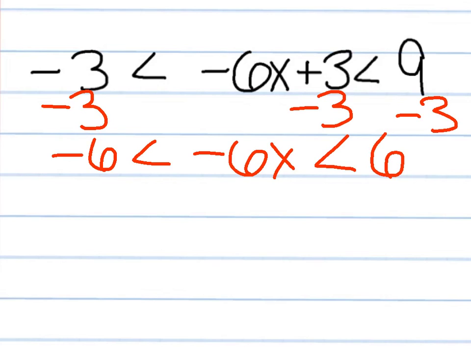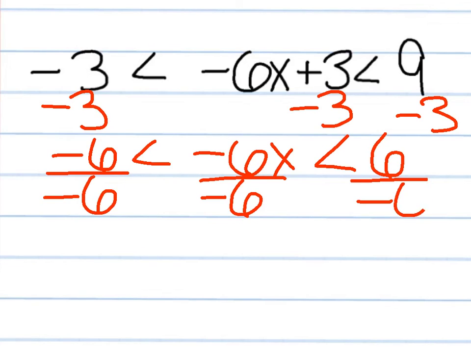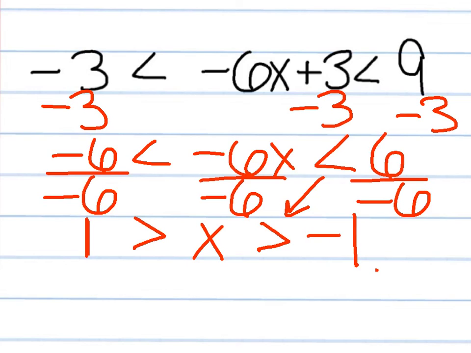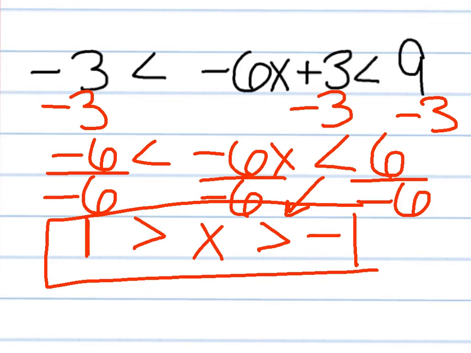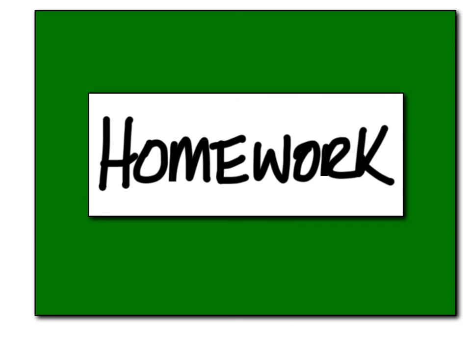Next, to get our x by itself, what do we need to do? Divide by negative 6. If it's a negative 6, what does that mean? We're going to flip our inequalities. Negative 6 divided by negative 6 will give us a positive 1, and we're going to flip that less than to a greater than sign. Our x will be in the middle. We flip our less than to a greater than sign. 6 divided by negative 6 is going to be negative 1. So this is our final answer. Whatever we do to the middle, we just need to do to either side.